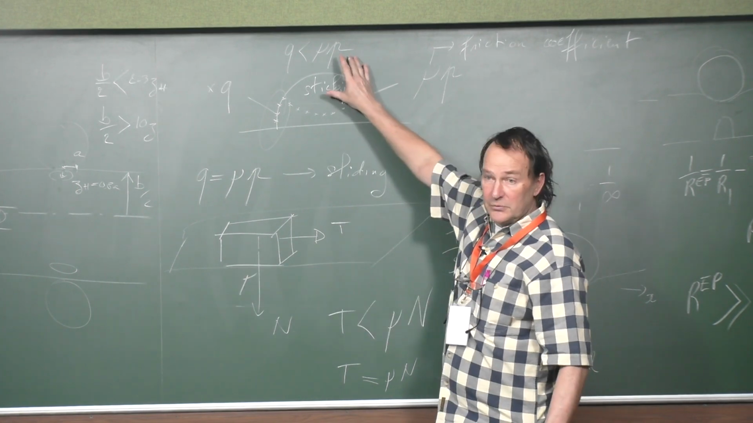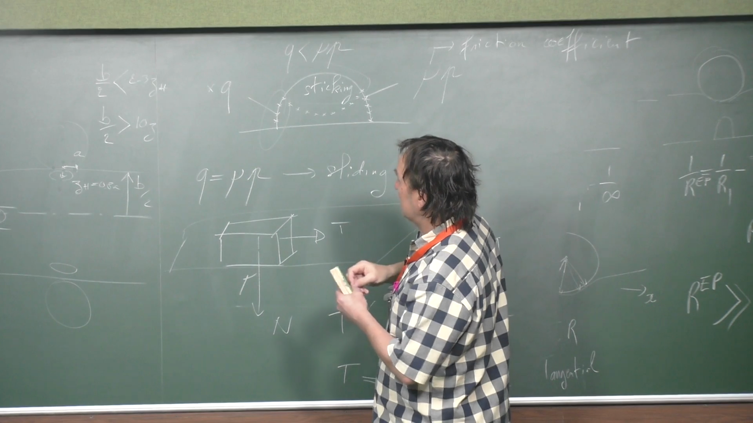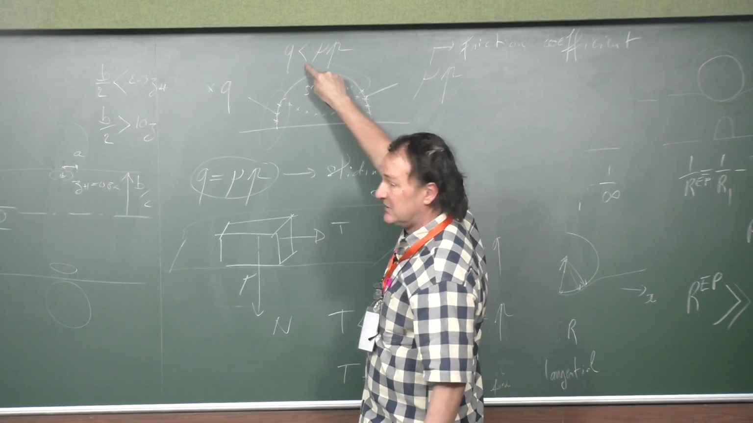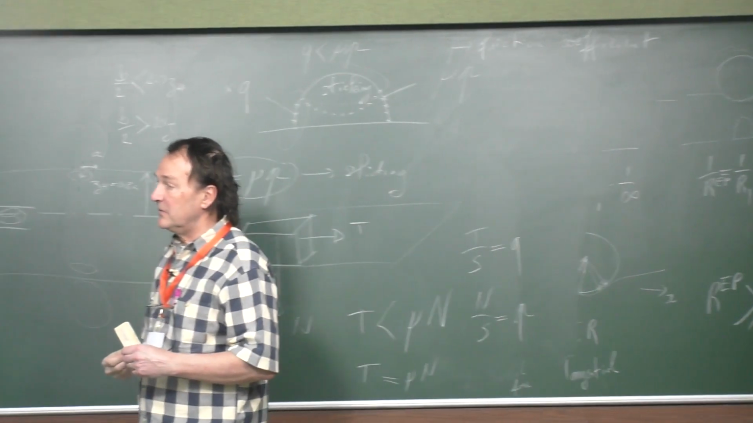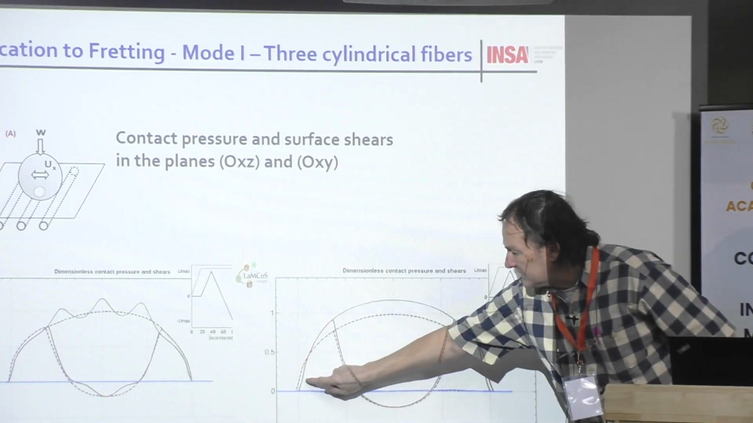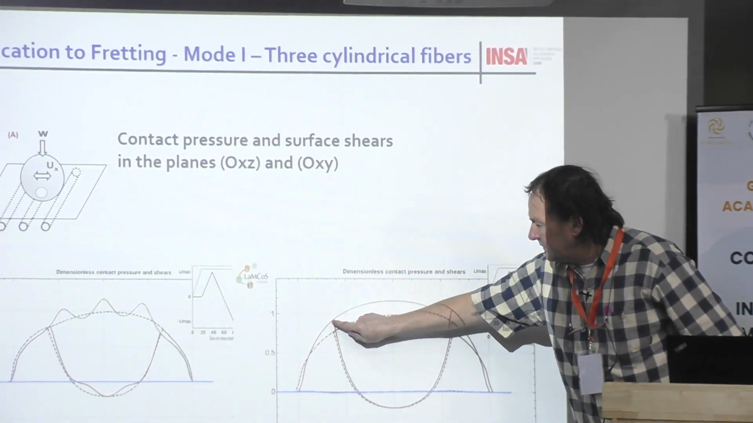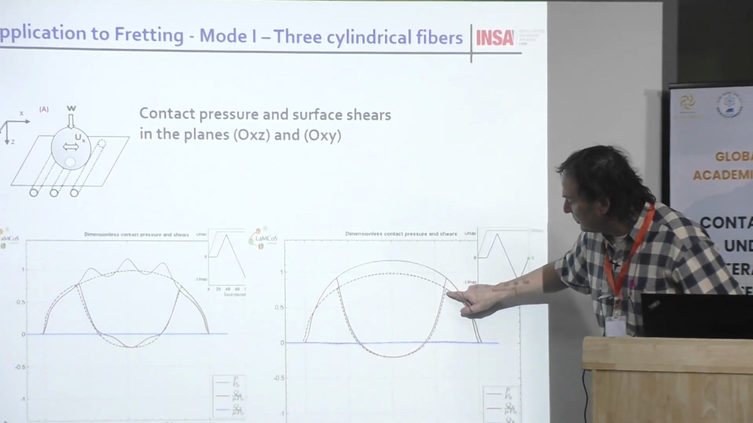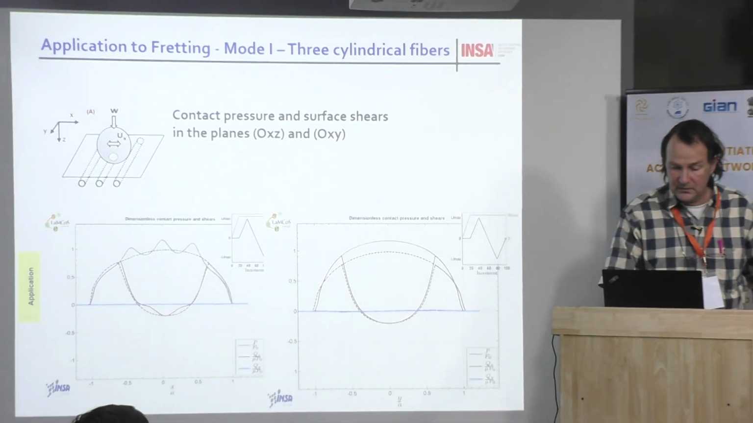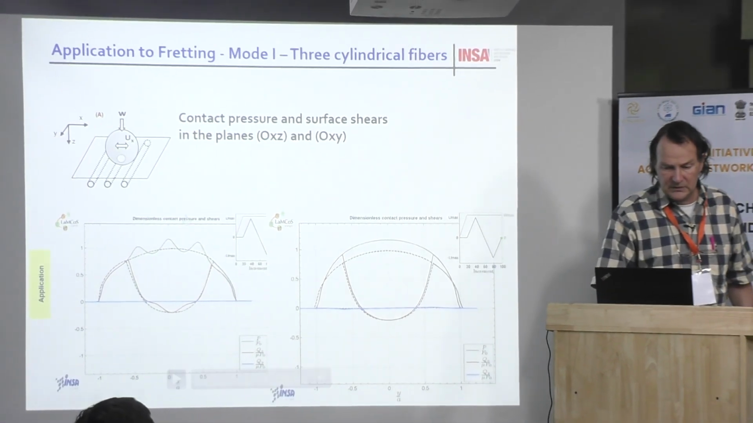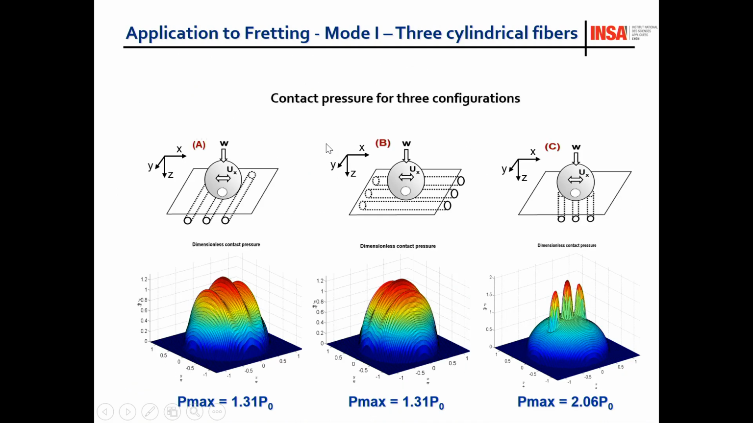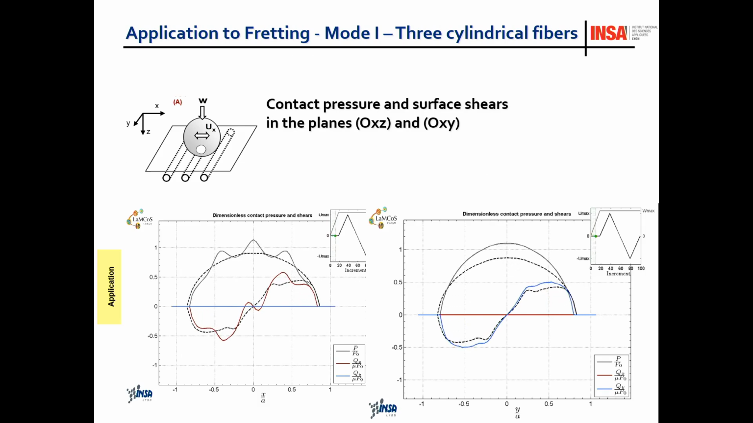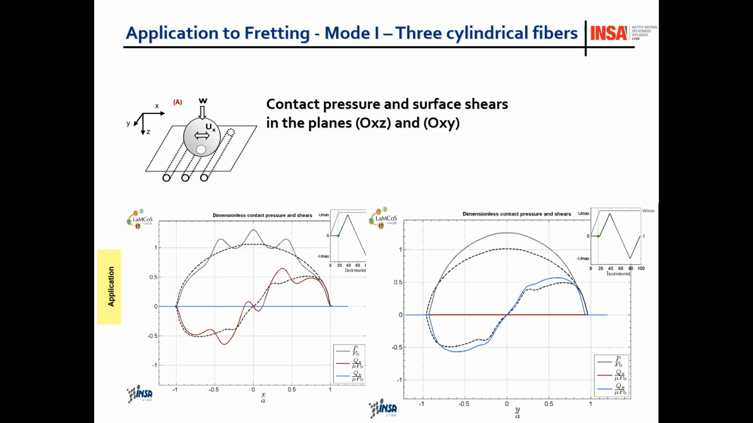Okay? Then this is very important. When Q equals mu times P, here you have sliding, and here it is sticking because this is lower. Okay. Then what you can observe here is sliding, sticking, sliding. And compared to the solution without fibers, it's almost the same. Okay, I will show you later the same view by the top.